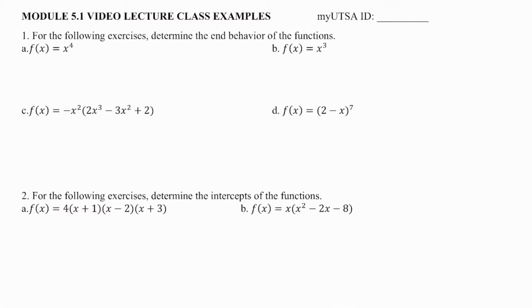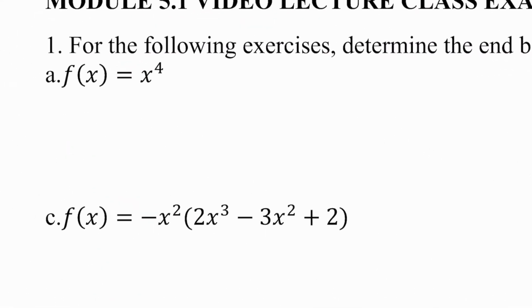So the first problem says, for the following exercises, determine the end behavior of the functions. Okay, so looking at this first one, f of x equals x to the fourth power. Because of the even exponent, negative outputs and positive outputs give the same result. So my end behavior will be the same on the left as on the right.